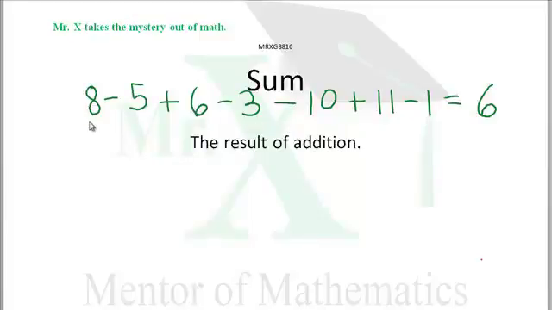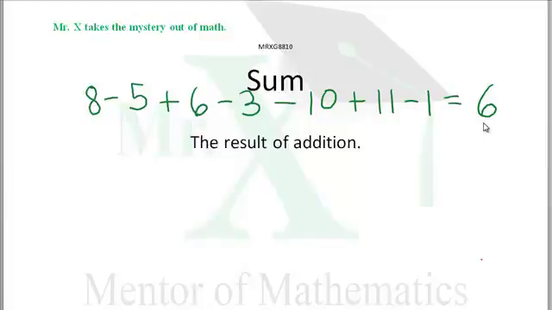We might take individual results as we go. 8 minus 5, let's do that first. 8 minus 5 is 3. 3 plus 6 is 9. 9 minus 3 is 6. 6 minus 10 is negative 4. Negative 4 plus 11 is 7. 7 minus 1 equals 6. And that's a perfectly good way to do it. Nothing wrong with that at all.